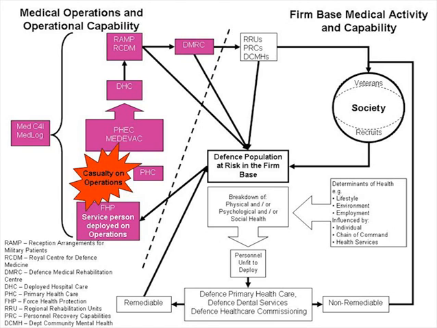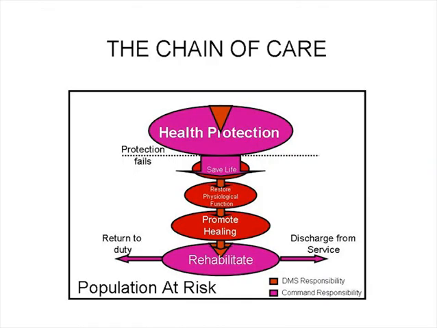Administration is undertaken by their own unit, or through personnel recovery units or centres that form the Defence Recovery Capability. Firm-based clinical services are provided on a joint basis through the Defence Primary Healthcare Command, Defence Dental Services and Defence Healthcare Commissioning. The chain of care is the description of the clinical outcomes required from the operational patient care pathway.